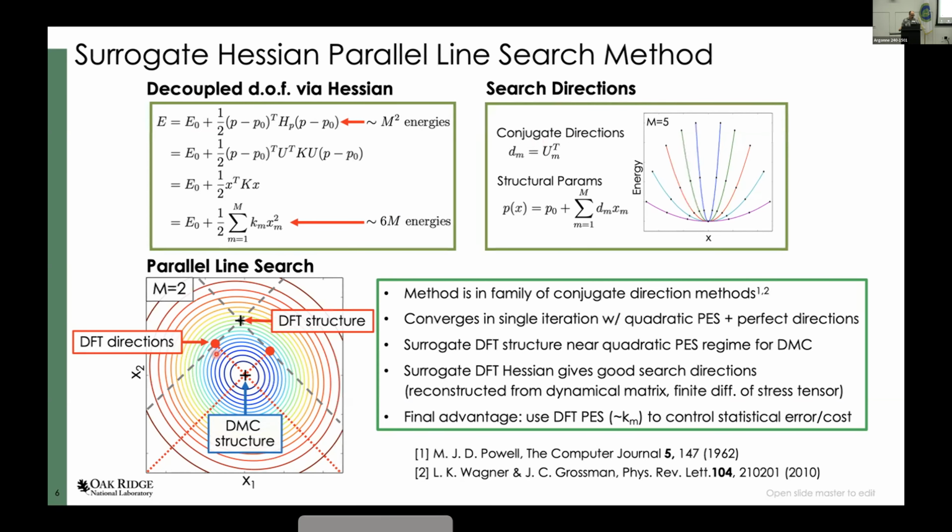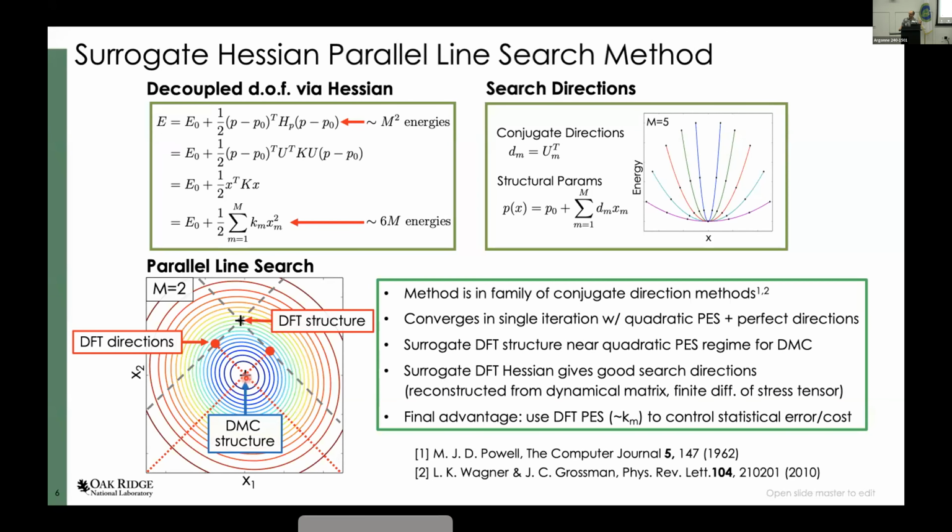These contours here represent a potential energy surface. You start from the relaxed DFT structure, and these are the conjugate directions coming from the DFT Hessian. Imagining that those directions were exact, the nature of conjugate directions in line search is that if you performed a scan along each one of these lines and found the minimum along each one, represented by the red dot, and then simultaneously updated the parameters from each of these line scans, you will land exactly in the minimum of the PES. So if the directions are perfect and you're in the quadratic regime, you can converge in a single step.